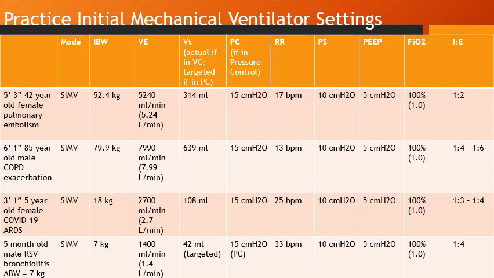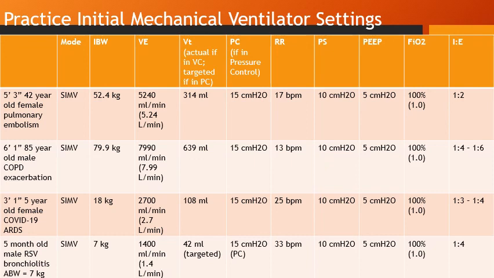Our pressure support is still going to be 10 centimeters of water, our PEEP 5 centimeters of water, our FiO2 100%, 1.0. Now, since he does have obstructive pathophysiology with that COPD exacerbation, we're going to give him a longer time to exhale by targeting an I:E ratio of 1 to 4 to 1 to 6.